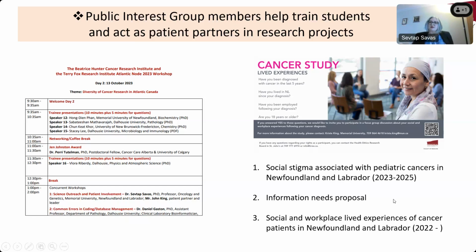And as you may remember, in the first year we worked on our information needs. It's one of the three priorities of the patients and families. So we developed a proposal. There are, I think, one or two patient partners in there. They have been involved from the beginning, and it's under review right now. We are hoping that it will be funded soon so that we can do that. And of course, there is another one just funded. We have one of our members as a patient partner here with the lived experience on pediatric cancers.